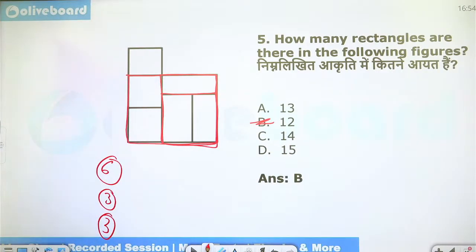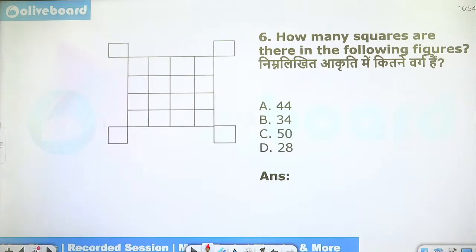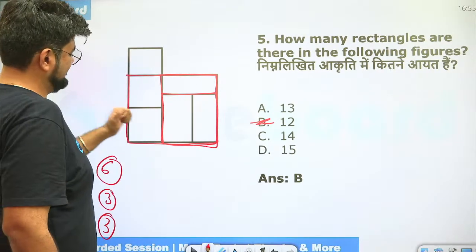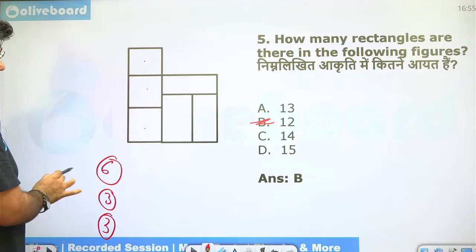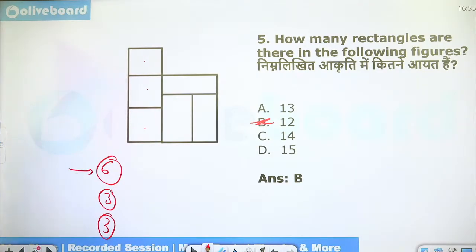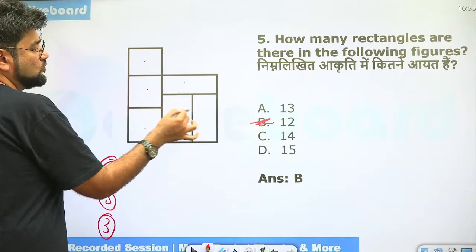Okay. Next. This is pretty easy. Right away you can get the answers here. See, 1 plus 2 plus 3, 6 rectangles here. Okay. Then 1, 2, 3, 3 more rectangles here.